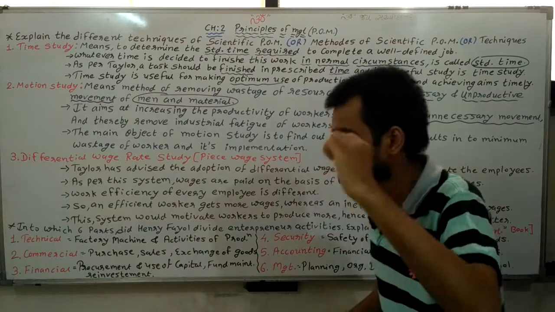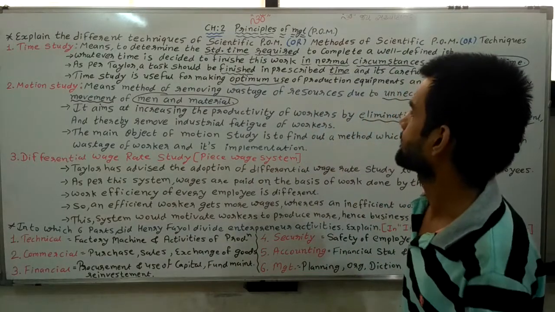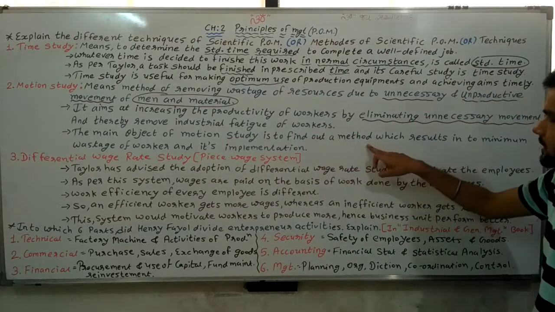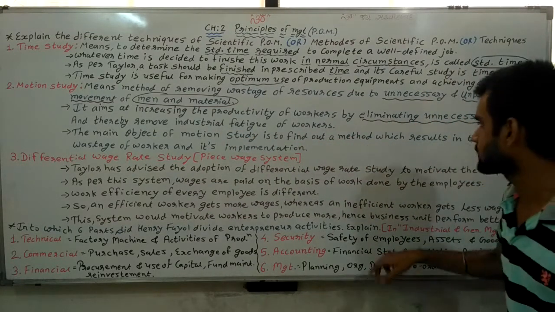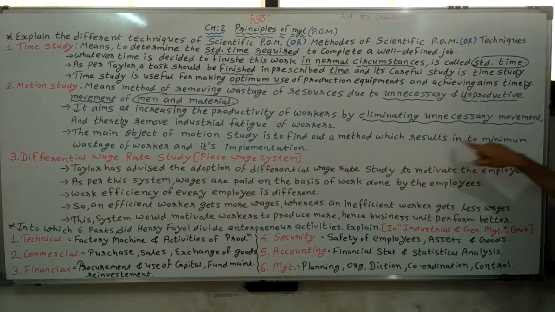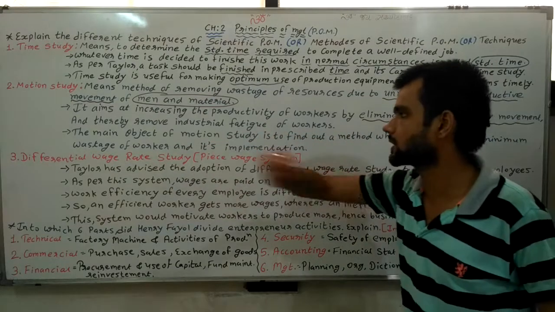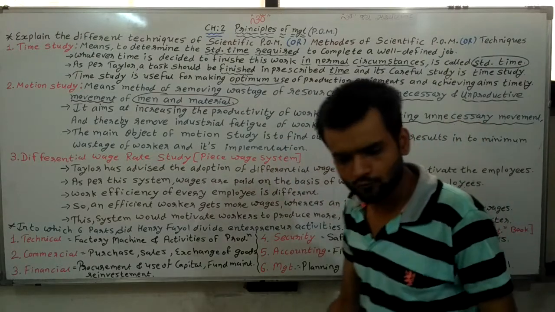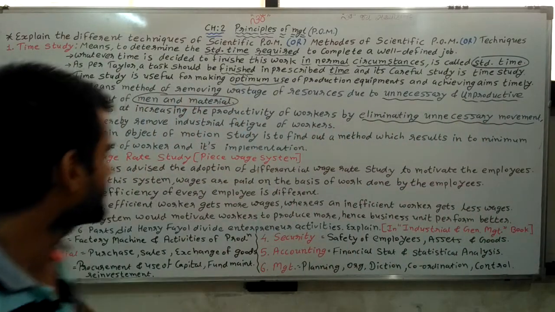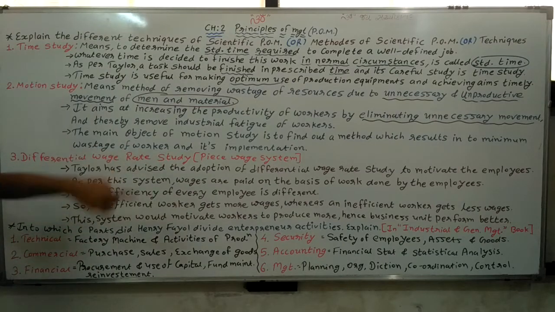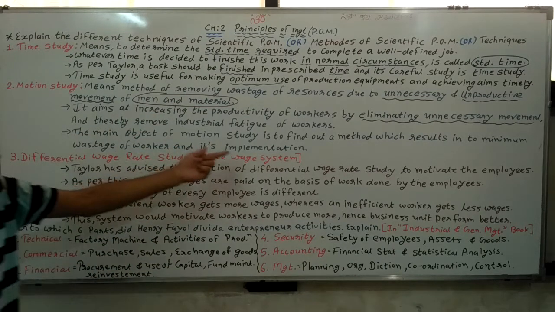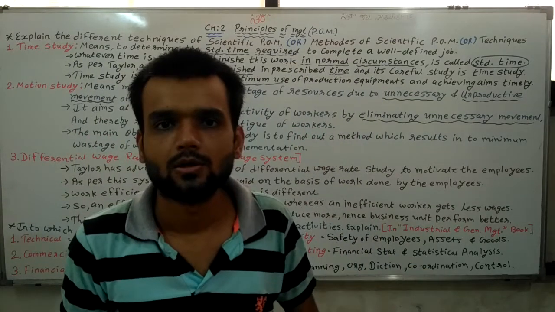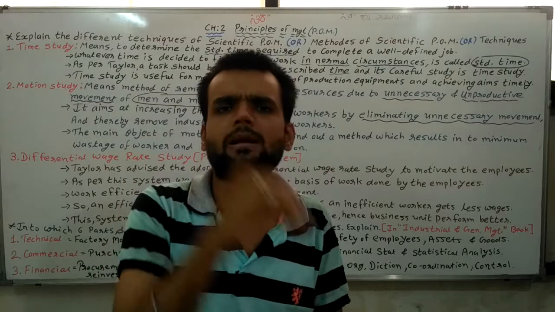Now, third point, motion study. The main object of motion study is to find out a method which results in minimum wastage of worker effort, and whose implementation is easy. So find that method so that wastage of worker can be reduced and its implementation becomes easy. Find that method and implement it.